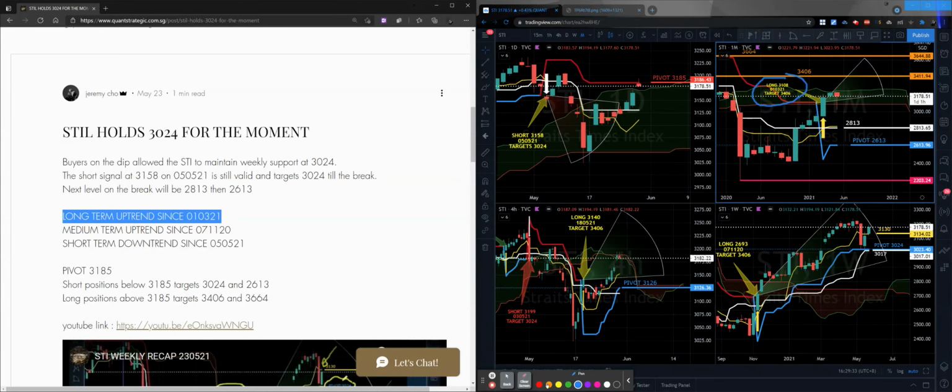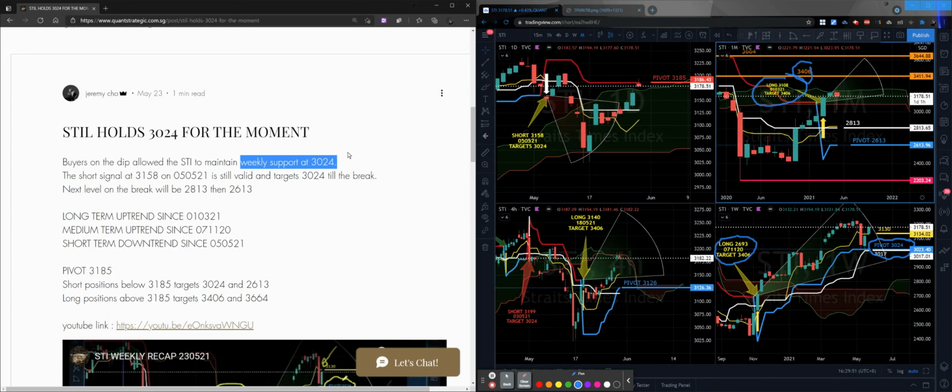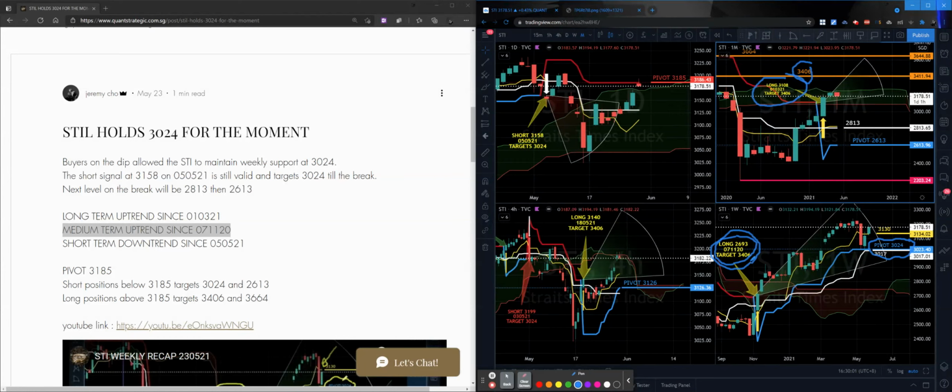Then you go to the weekly charts. So the weekly chart here is still on an uptrend. Long signal from 2693, 7th November 2020, targeting 3406. On the weekly charts, you can see the pivot is at 3024. That's where I actually put the weekly support at 3024. And the medium uptrend since the 7th of November 2020, it's from this particular chart here on the weekly charts.